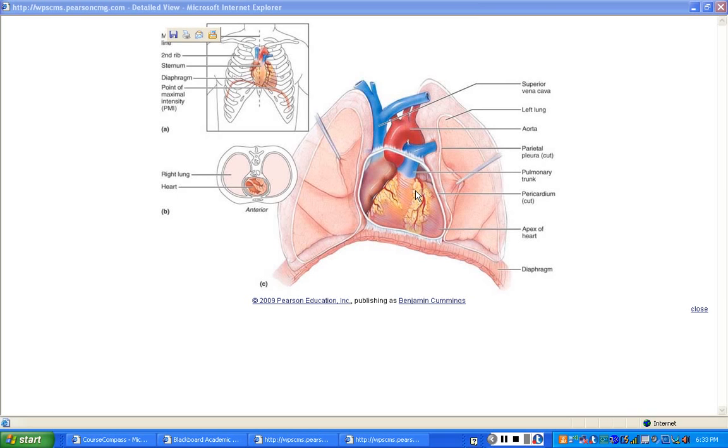What is that? The heart. This is all about the heart. Where's your heart? In which cavity? The thoracic cavity. It's in the thoracic cavity. It's above what organ? It's above the diaphragm. It sits right above it.